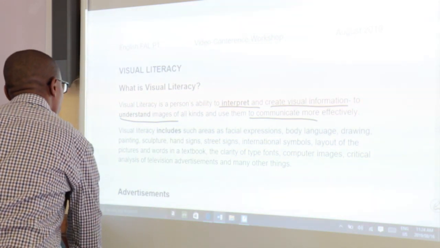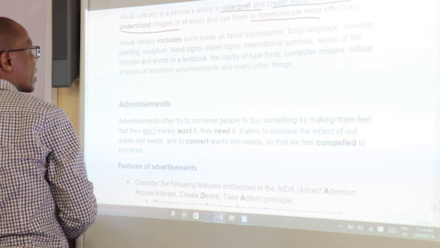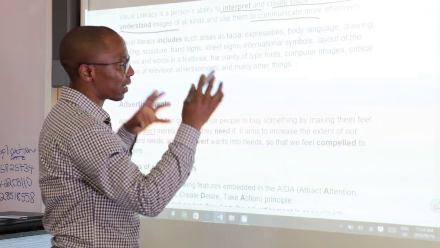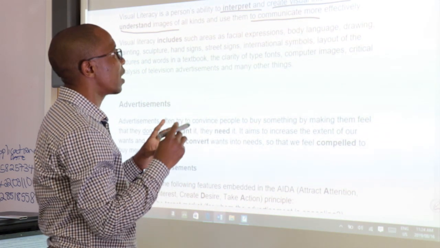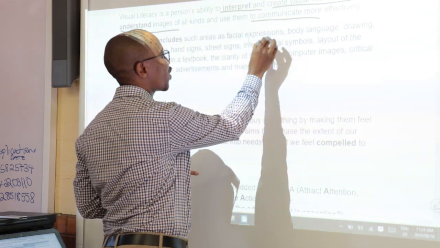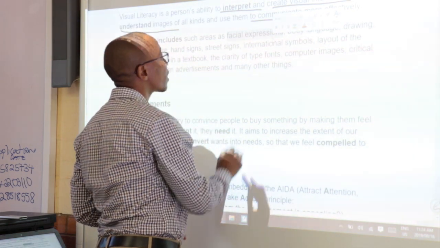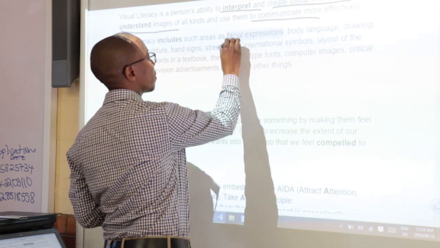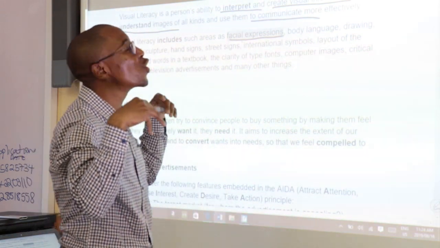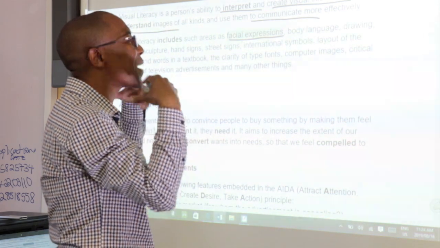It's also important to understand the features that we have to master if we are going through any visual text or visual piece. Every time there'll be facial expressions, especially when it comes to cartoons and advertisements. Our learners should be able to tell what it is that they see. Is the person happy?